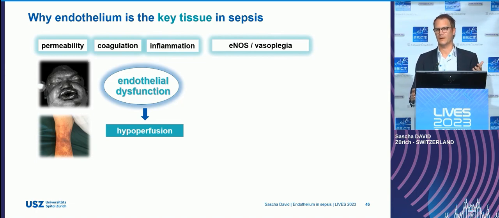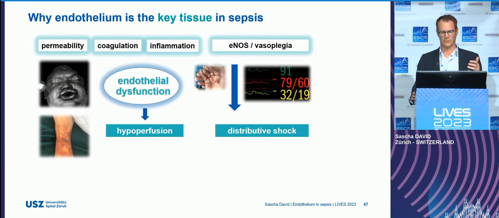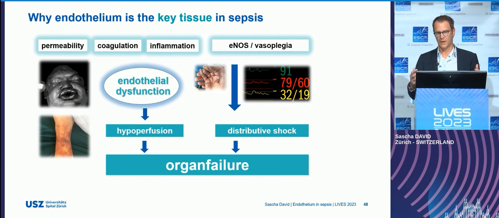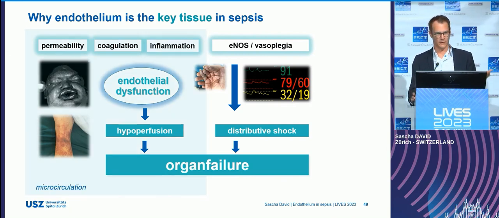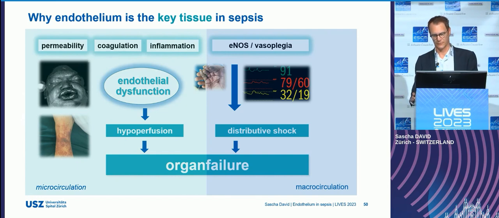At the same time, nitric oxide release leads to distributive shock and vasodilatation, and this is the major driver for organ failure that we might be able to modulate at the microcirculatory and at the macrocirculatory level.